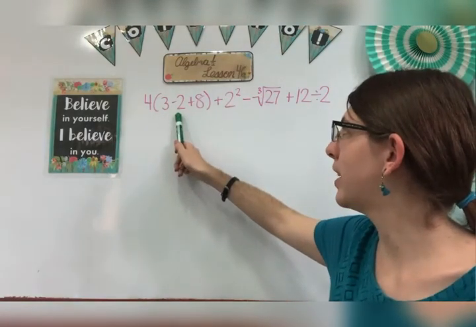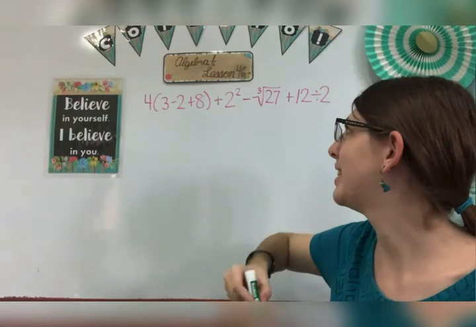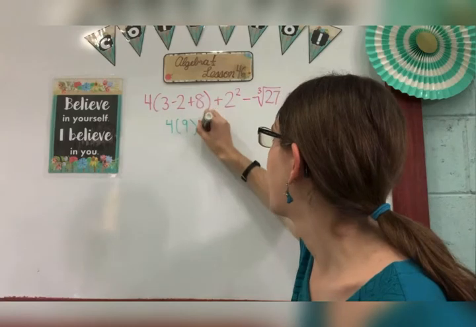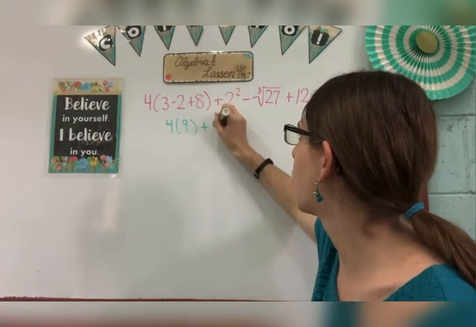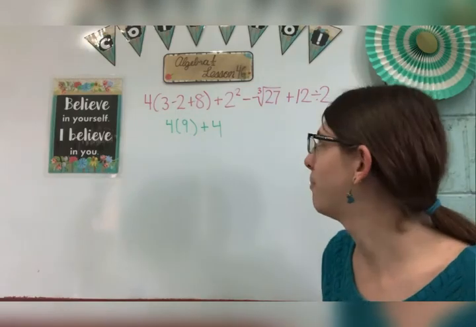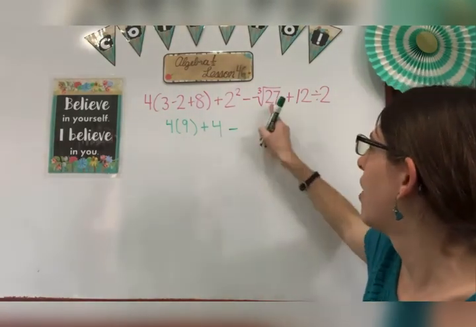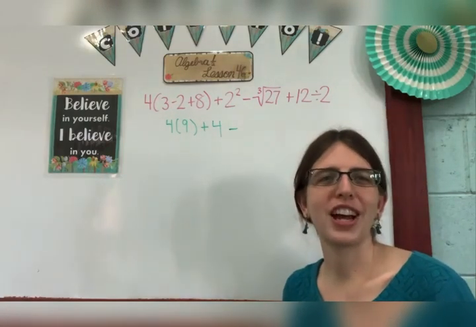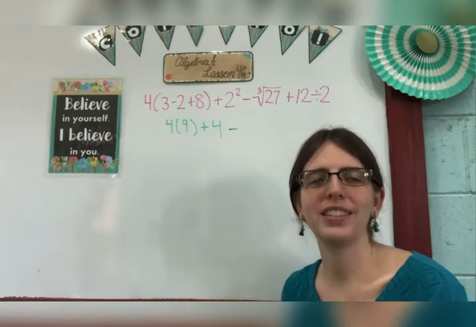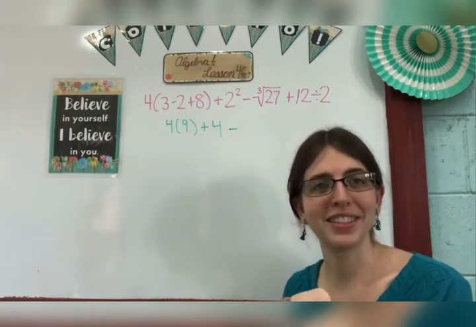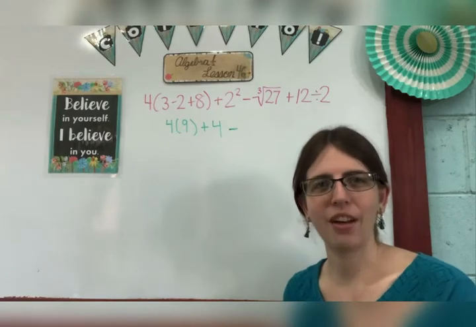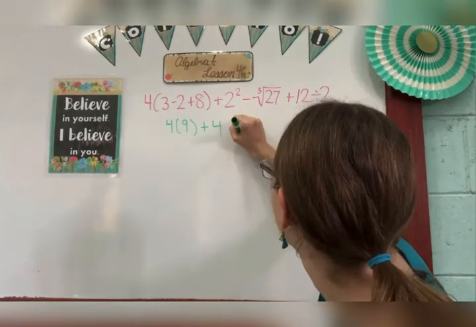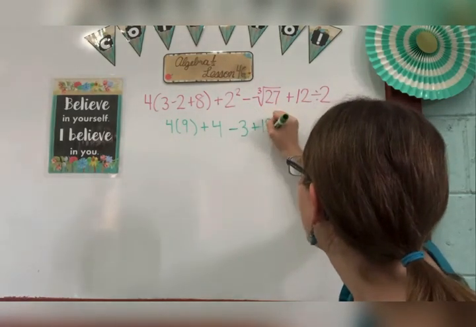3 minus 2 is 1. Plus 8 is 9. So I know that this is 4 times 9 plus 2 squared, I know is 4, because that's 2 times 2, which is 4, minus the cube root of 27, the 3rd root of 27. We've already talked about this a lot today. The number that multiplied by itself 3 times would equal 27 is 3. Plus 12 divided by 2.